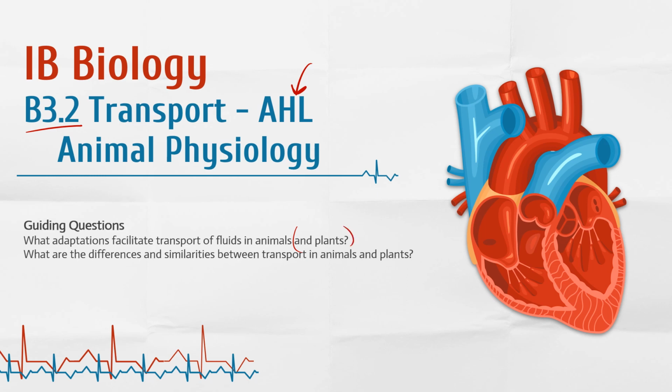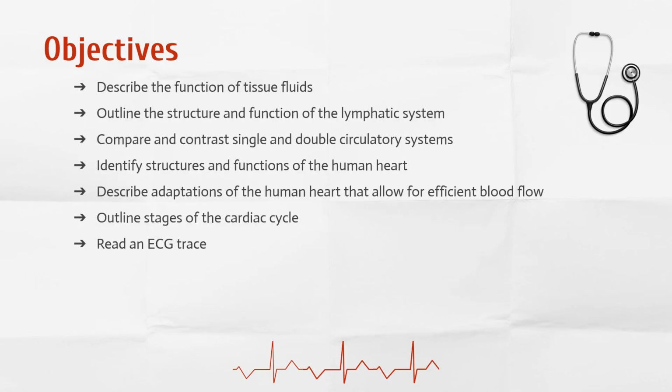We're going to skip the plants, which means we're also going to skip differences and similarities between transport in animals and plants. Our objectives for today, we're going to describe the function of some tissue fluids. We're going to outline structure and function of the lymphatic system. We're going to compare and contrast single circulatory systems and double circulatory systems.